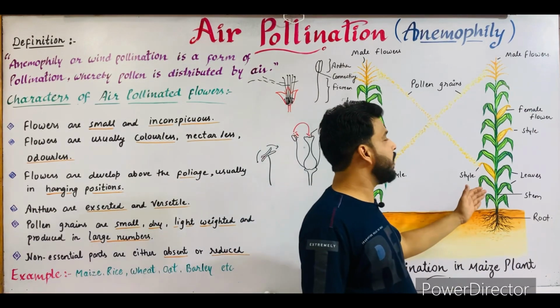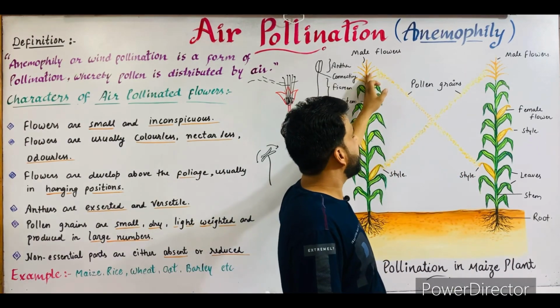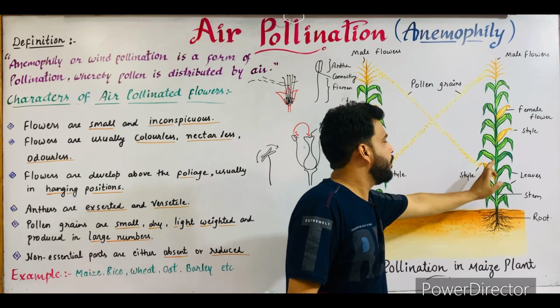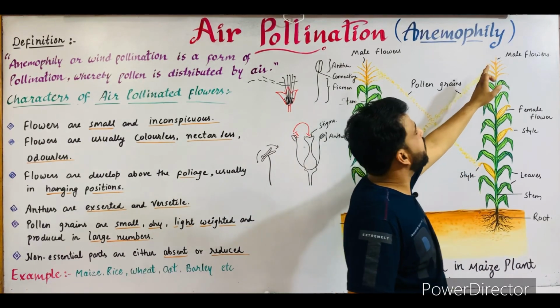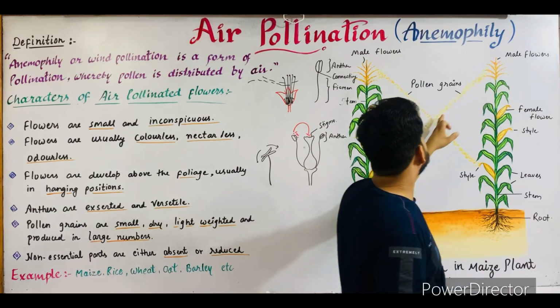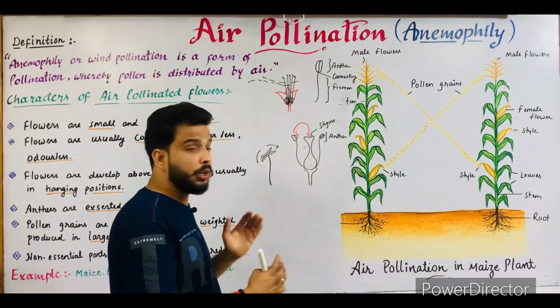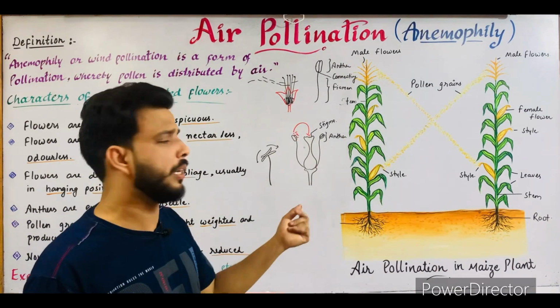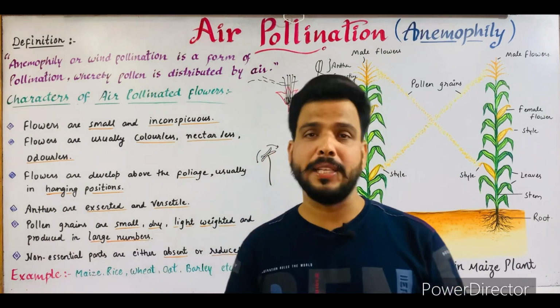Both the plants are similar, of the same species. The pollen grains of this flower move towards the style of this particular female flower, while the pollen grains of this flower move towards the styles of this particular female flower. So this process is also known as cross pollination. Thus the process of air pollination is completed in the maize plant.